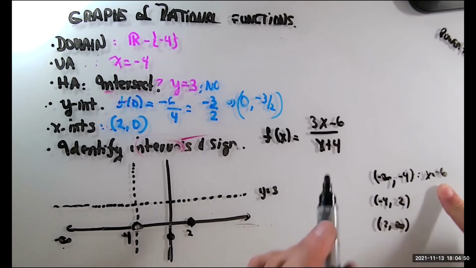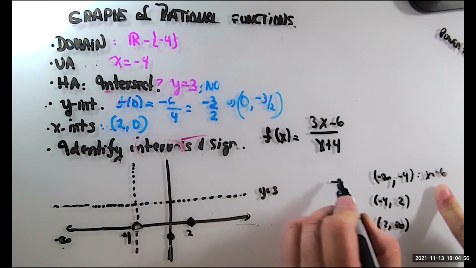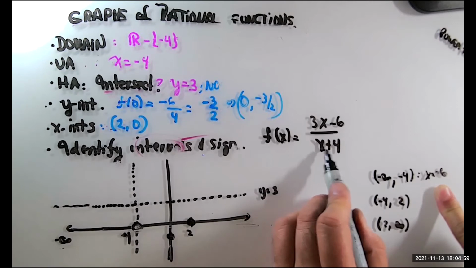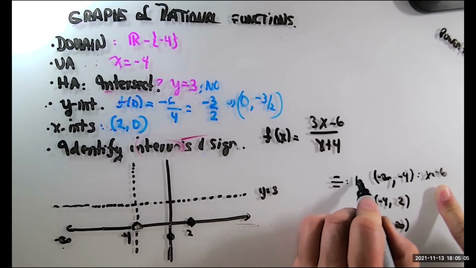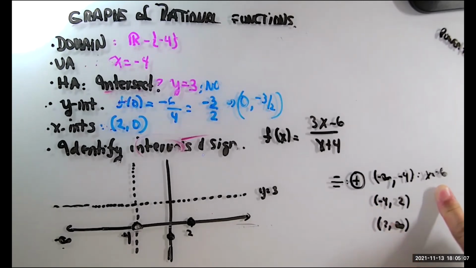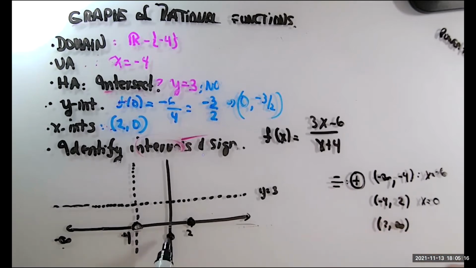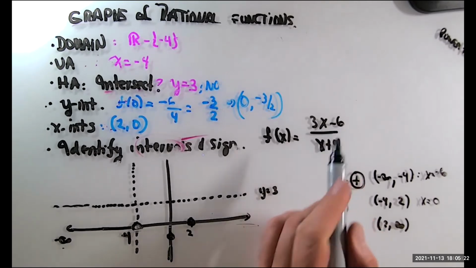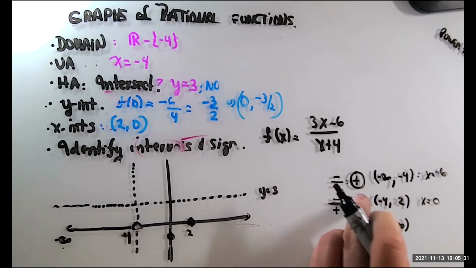Going to choose -6, so let's see. 3 times -6, that would be -18. -6, the numerator will be negative. -6 plus 4, the denominator will be negative. Last time we checked, negative over negative will be positive. Now, -4 to 2. I'm going to choose any number. I'm going to use 0. Let's do it again. 3 times 0, 0, -6, that will be -6 over 0 plus 4 is positive. So negative over positive will be negative.